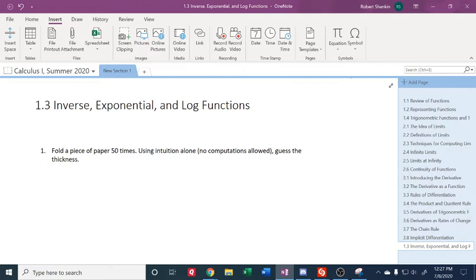All right, group 2, what do you have? We just said it's going to be pretty thick if we do it like 50 times. Pretty darn thick. Okay. And let's go to group 3. What do you have?